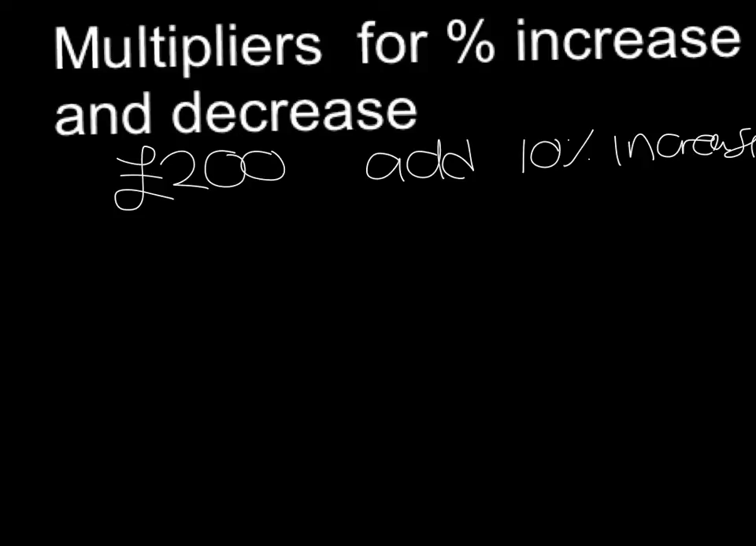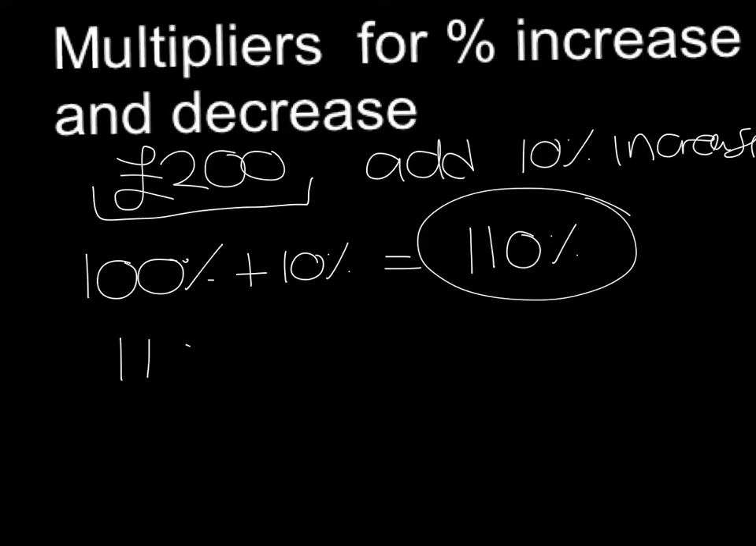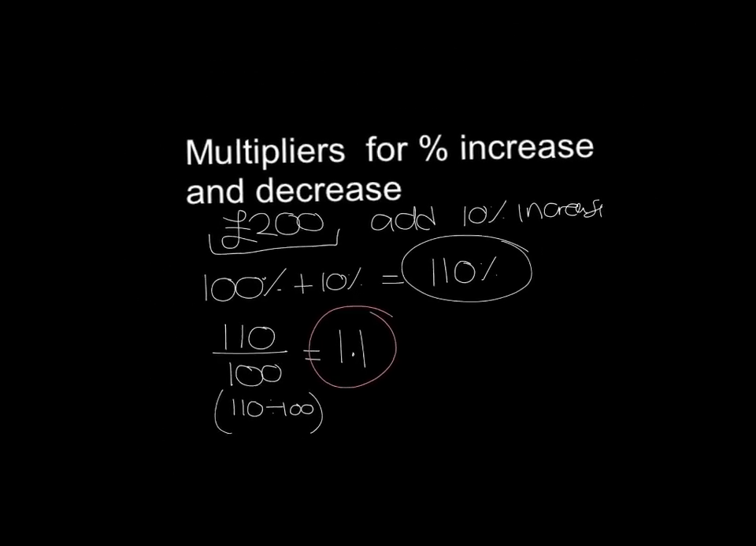So if £200 is the 100% price, we want to add on 10%. That means the actual item is 110%. Now, percentage is out of 100, so 110 out of 100 means we can change this using our place value understanding, because that's also the same as 110 divided by 100, and that is going to give us 1.1. What that means is that if we want a multiplier for a 10% increase, we would just times by 1.1. Now, that will work on any question.